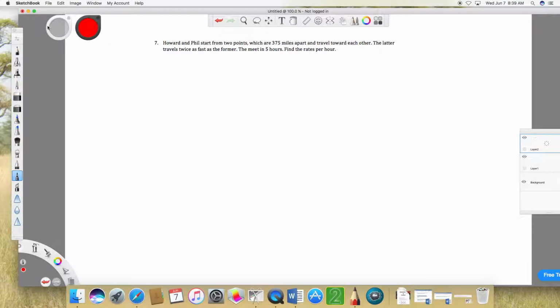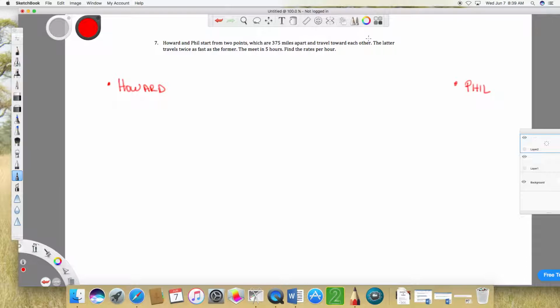So let's make a sketch here. Let's over here have Howard's starting position, and over here to the right, let's have Phil. Now, what do we know?